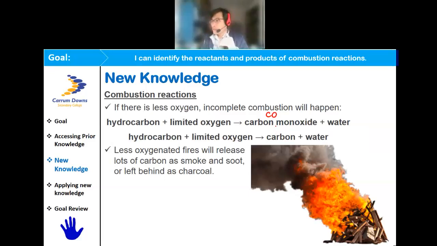And then you also have hydrocarbon plus limited oxygen will give you carbon as well. So carbon here is in the form of smoke. Okay, when you see very black smoke, that's because of the carbon. That's because of the soot. And also, once everything burns, then you're left with charcoal as well. Okay, and that's also a form of carbon. So these are what happens when you have not enough oxygen reacting.